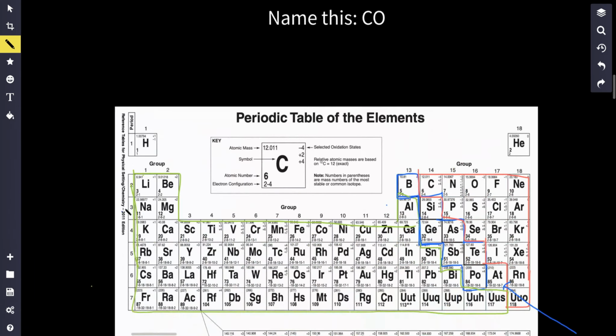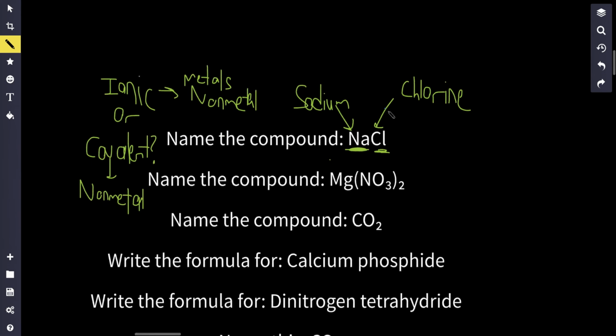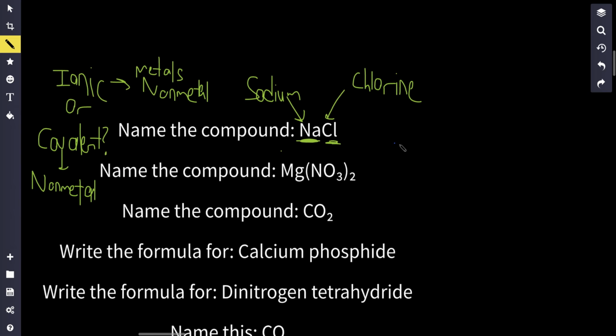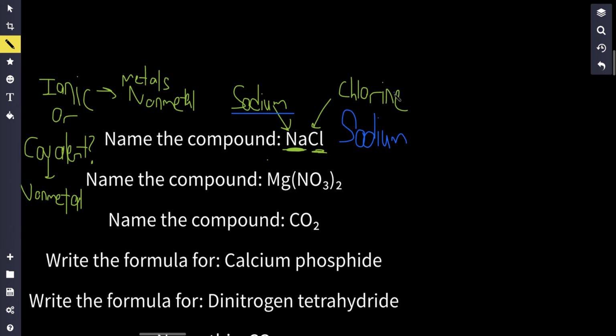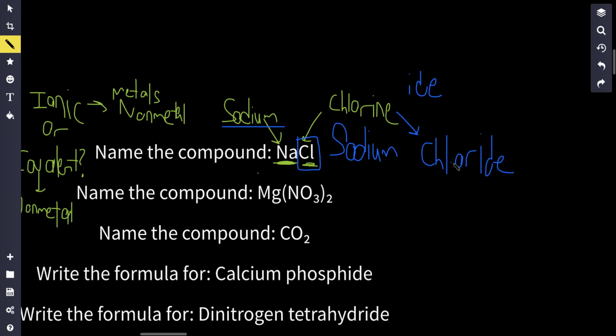So Na, metal; Cl, non-metal. Metal plus non-metal, that's an ionic compound. And when you're dealing with ionic compounds, you're going to keep the first thing the same, so you're going to continue with sodium. However, you're going to add an -ide for the ending of the second element. So for the first element, you keep it the same, but for the second element, you have to change the ending. So chlorine is actually going to become chloride, so you add an -ide at the ending. And that's how you name it: sodium chloride.